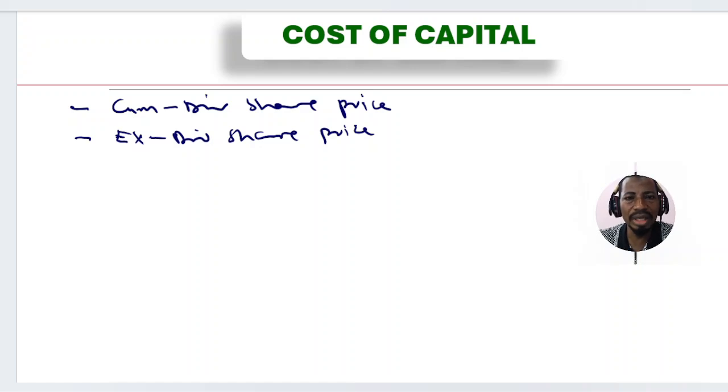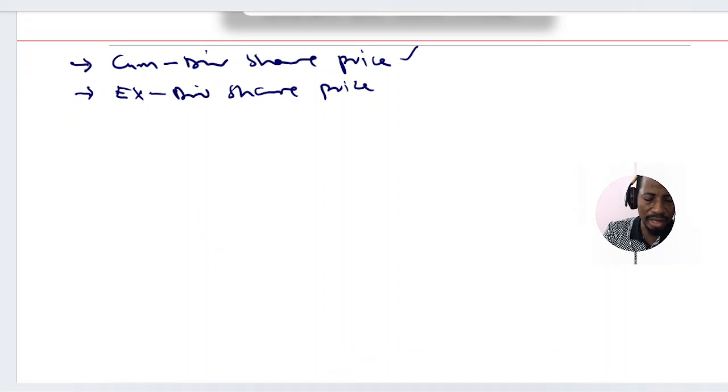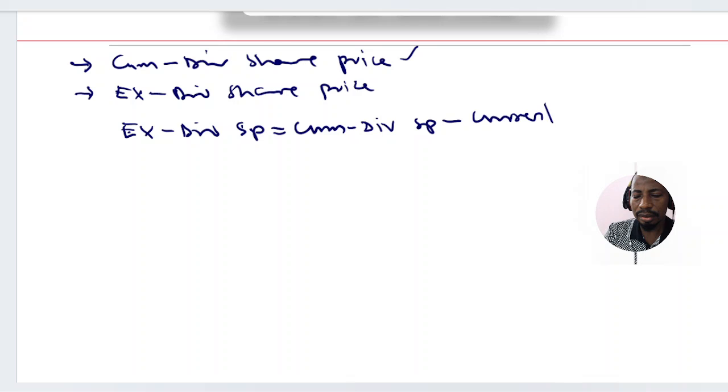So any share price that includes the element of dividend is what is known as cum div share price. The second one is ex-div share price. The ex-div share price is the share price that excludes dividend. So it is the ex-div share price that must be used to compute the cost of equity. But where you are told that the dividend is still outstanding, you need to convert the cum div share price to ex-div share price. For this purpose, let me write that, the ex-div share price will be computed as the cum div share price minus the current dividend.